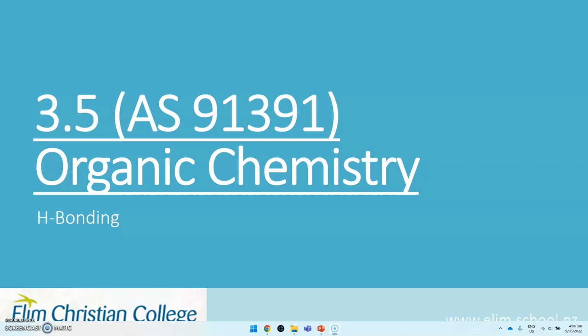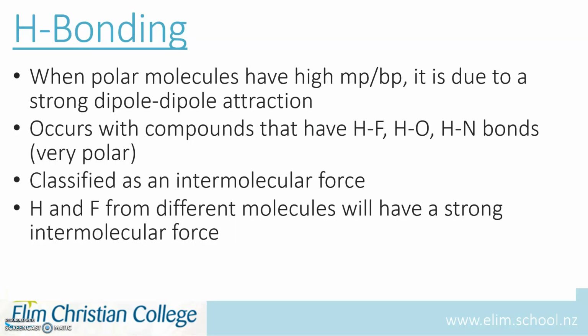Okay, we're going to take a look at hydrogen bonding, which is an important concept, an important type of intermolecular force. Hydrogen bonding occurs within compounds that have a hydrogen atom bonded to either a fluorine, an oxygen, or a nitrogen. So we've got an HF, HO, or HN bond, which is a highly polar bond. Hydrogen bonding is a type of intermolecular force, a force between different molecules.